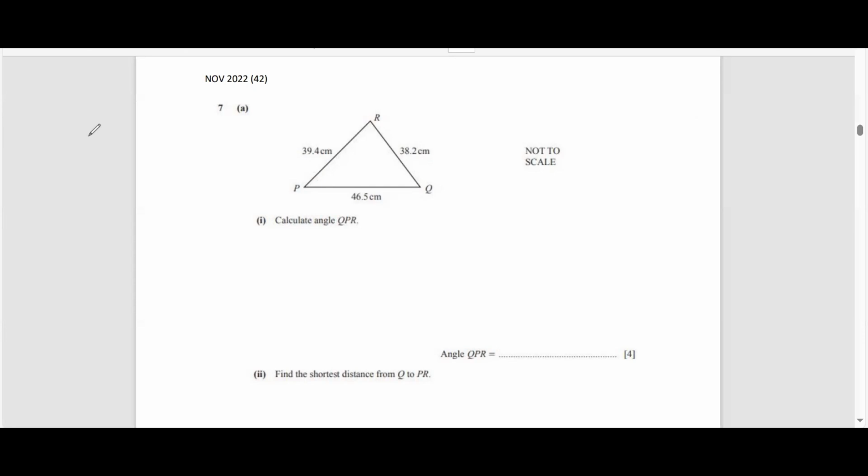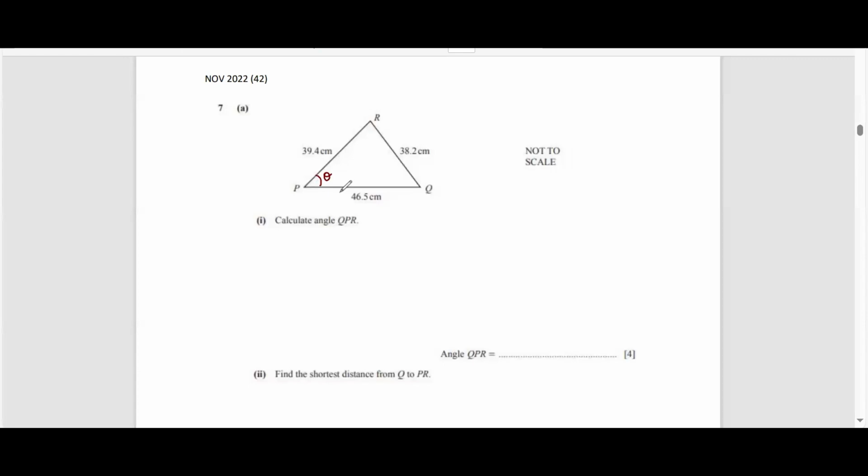And we have a trigonometry question. It's question number 7. A triangle is given with all three sides, 39.4, 46.5, and 38.2 centimeters. Calculate the angle QPR. So QPR is the angle that we need to find out. I'll take that as theta here.